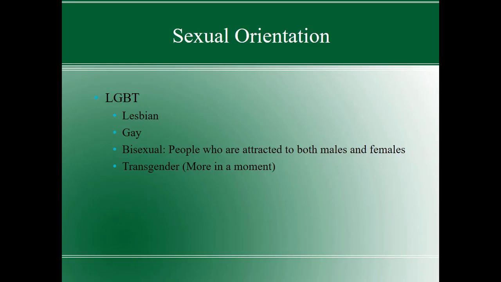When we talk about sexual orientation, we often talk about the phrase LGBT, which stands for lesbian, gay, bisexual, transgender. So lesbian and gay is obviously women attracted to women, gay people are men attracted to men. Bisexual people refer to people who are attracted to both males and females, and transgender people are people who feel that their body, their birth body, the body they were born into, does not match the gender that they are. And we'll talk about that a little bit more in a minute.